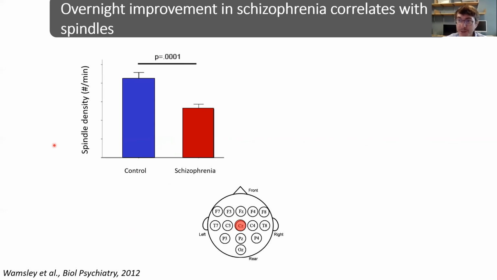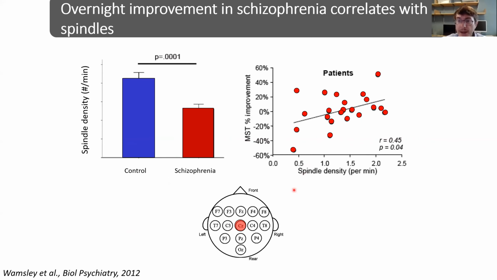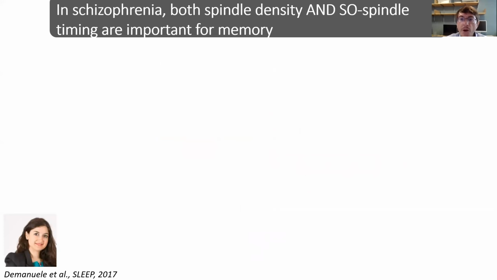This is very similar to what you're seeing in healthy aging, but also in AD versus healthy older adults. They found that, in these patients with schizophrenia, the spindle density correlated with the overnight memory improvement. So the greater the spindle density overnight, the greater the memory improvement. All right, moving on.